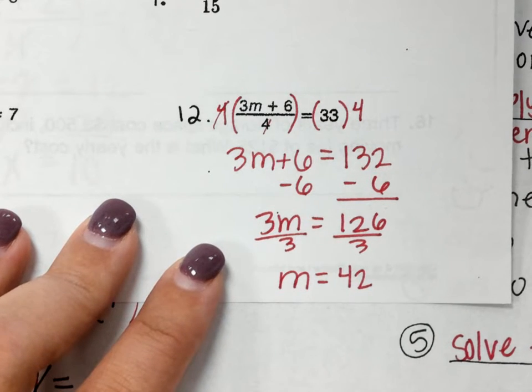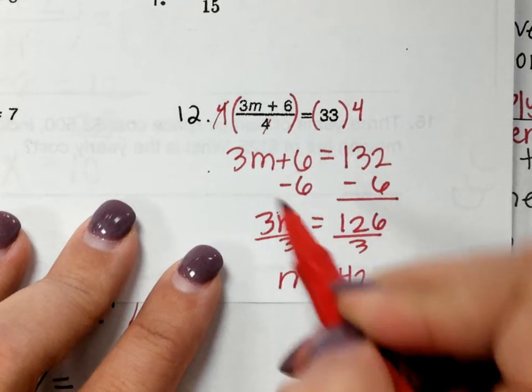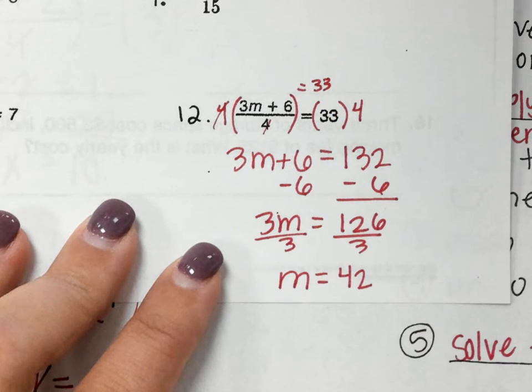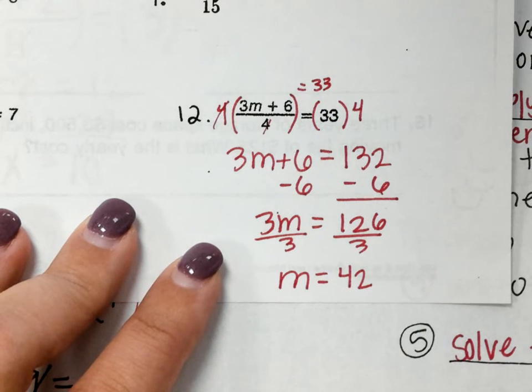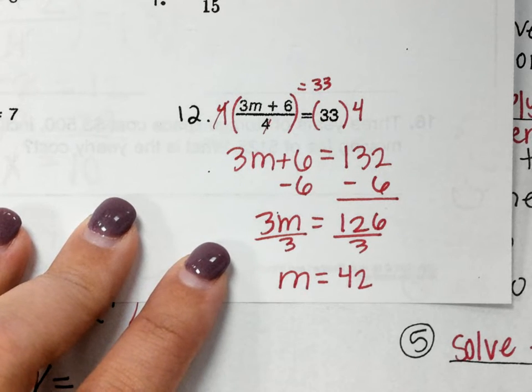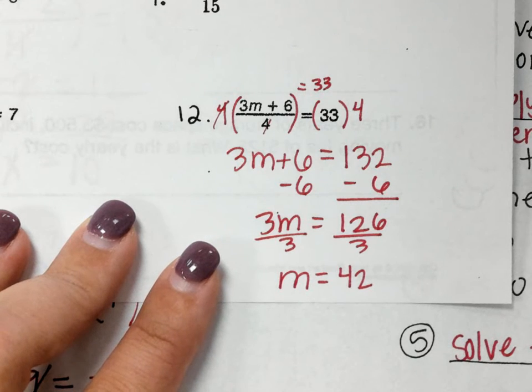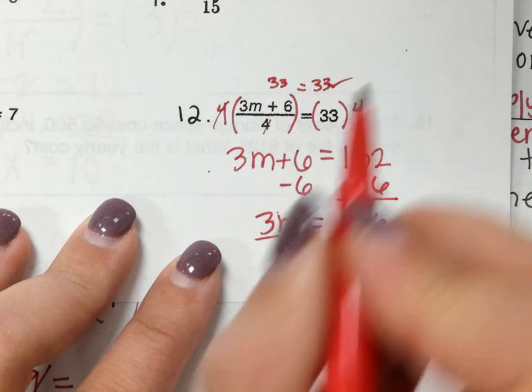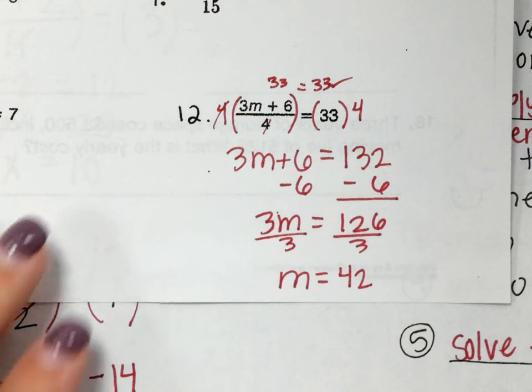So m equals 42. But now remember, you got to check it, because I'm trying to see if this left-hand side is equal to 33. So that means I've got 3 times 42, which gives me 126. Add 6 to that, and I get 132. And then divide 132 by 4, and you get 33. So they check off.